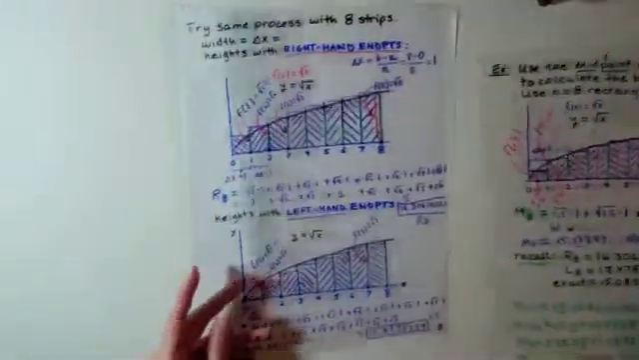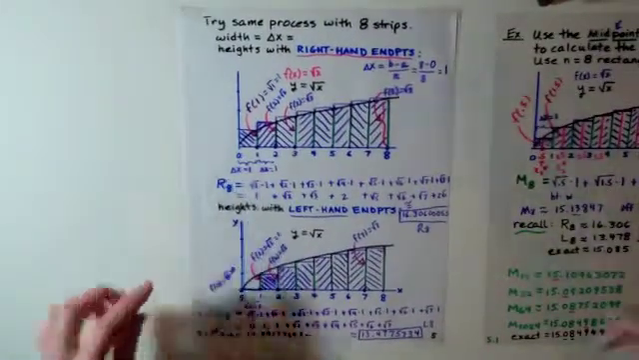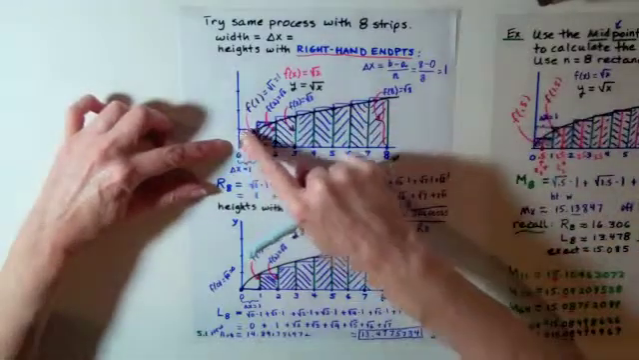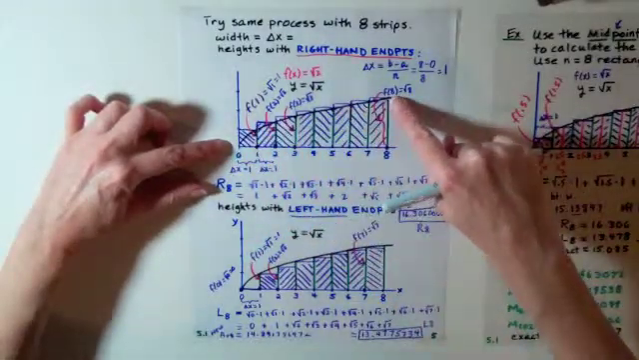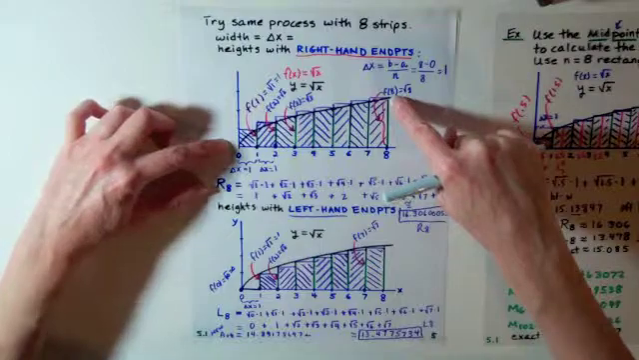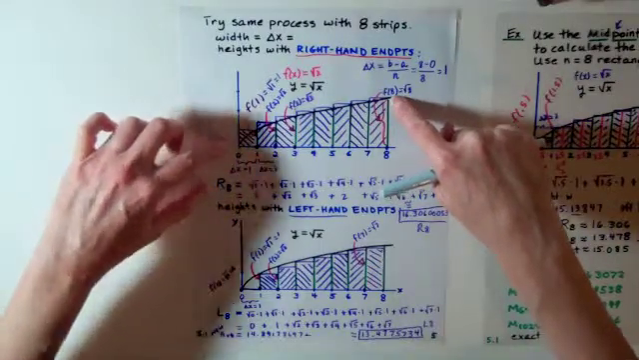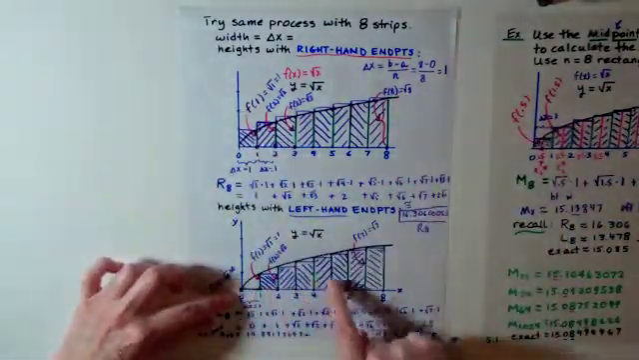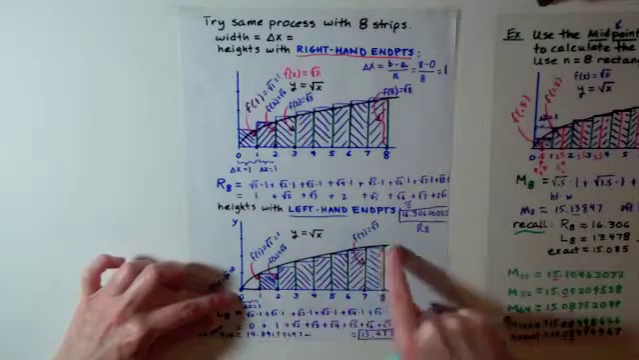So let me just place that here for a moment. Here was the right-hand rule. You can see there's a lot of stuff that's over, and every rectangle overestimates the area of the true strip. And here's the left-hand rectangles, and they're all under the curve.